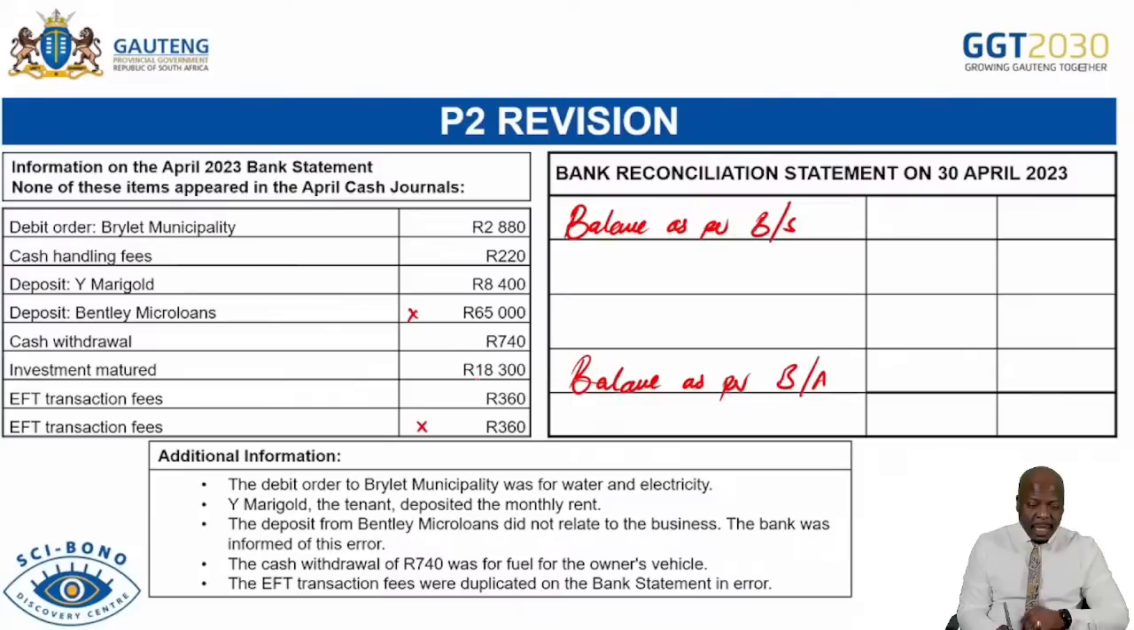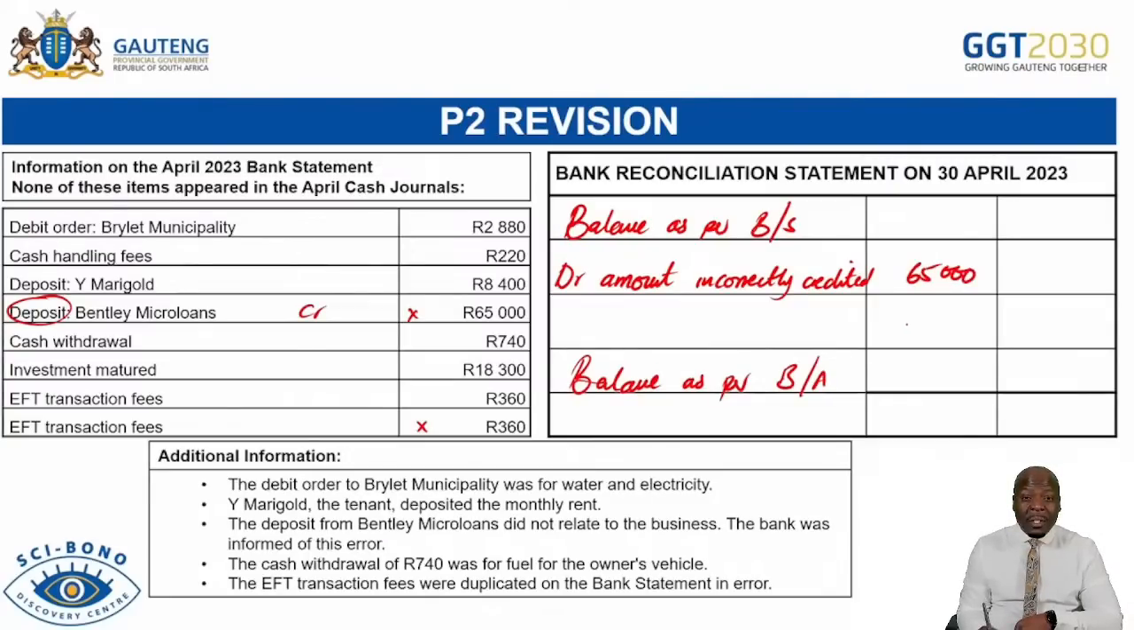All right. And then remember, I have two aspects here to correct. The first one, it is the deposit from Bentley Microloans, which was incorrect. So what do I do? I know that we have received money which we were not supposed to receive. A deposit simply means it was credited. So I'd come here and I would say debit amount incorrectly credited. So the amount was incorrectly credited. So I'll debit it, 65,000. Debit amount incorrectly credited. That is the first one.